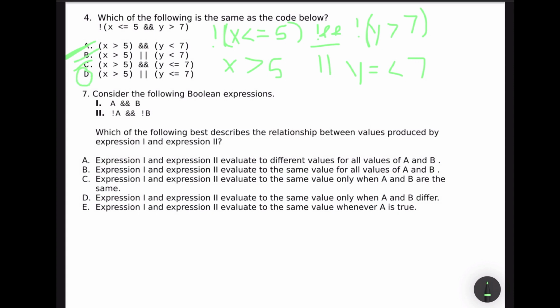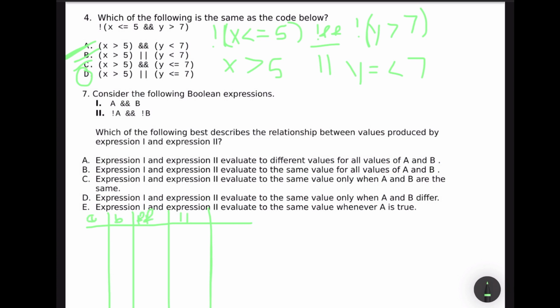Okay, question number 7 is a bit different, but it's the same type of concept. So consider the following Boolean expression. Which of the following best describes the relationship between values produced by expression 1 and expression 2? So basically what we can do here is we can create our little table. So this can be A, this can be B, this can be B with and, this can be B with or. I didn't have space, so I redrew it.